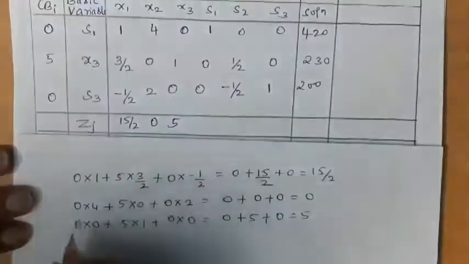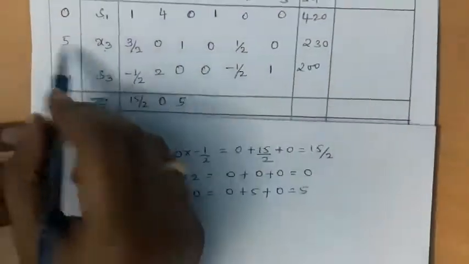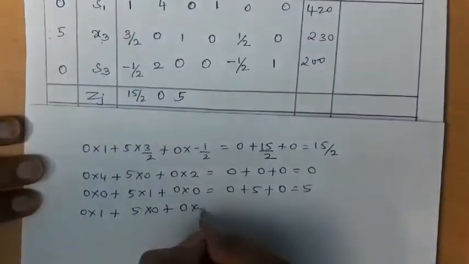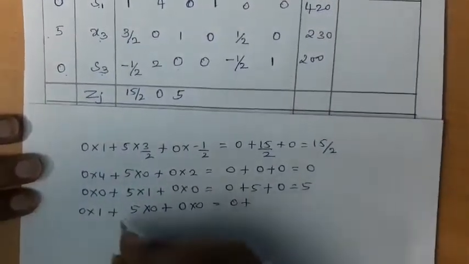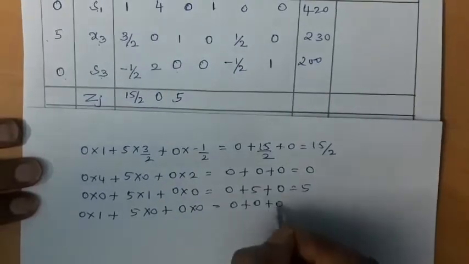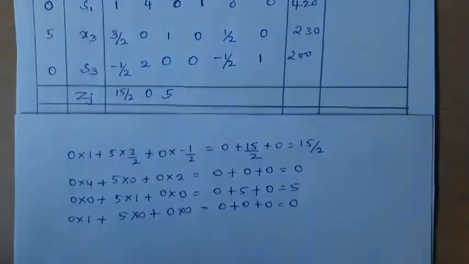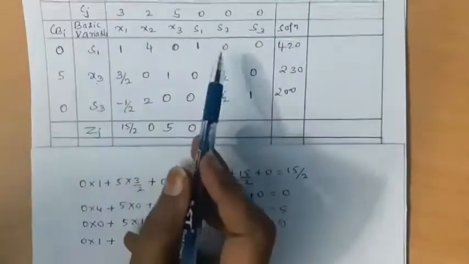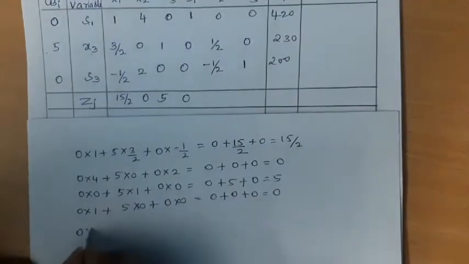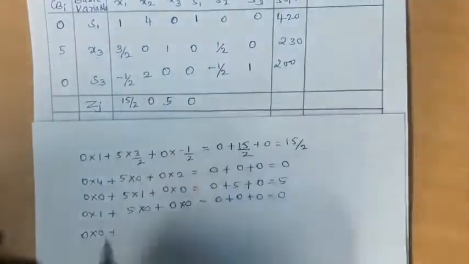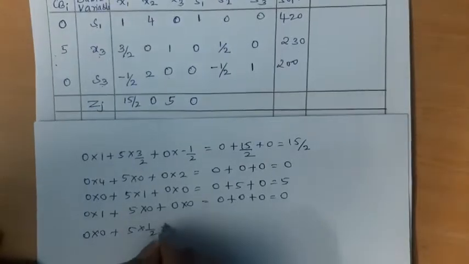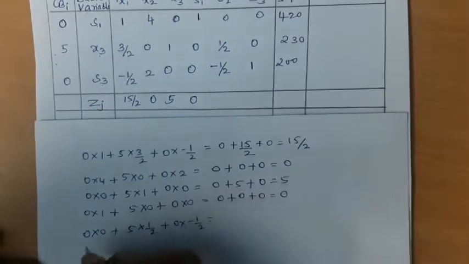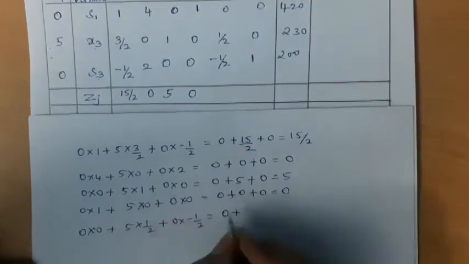Next, 0 into 1 plus 5 into 0 plus 0 into 0. So again 0 into 1 is 0, 5 into 0 is 0, 0 into 0 is 0. That is equal to 0. So assign this 0 here. Next, 0 into 0 plus 5 into 1 by 2 plus 0 into minus 1 by 2. So 0 into 0 is 0, plus 5 into 1 by 2 is 5 by 2.